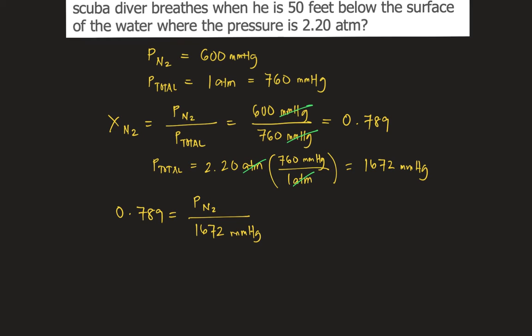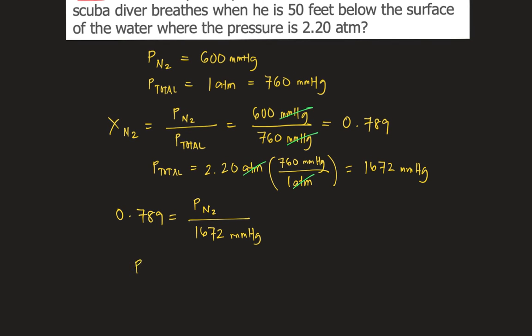So in order to solve for the partial pressure of nitrogen, that is just equal to 0.789 times 1672 mmHg. And that is equal to 1319 mmHg. And this is the answer to the question.